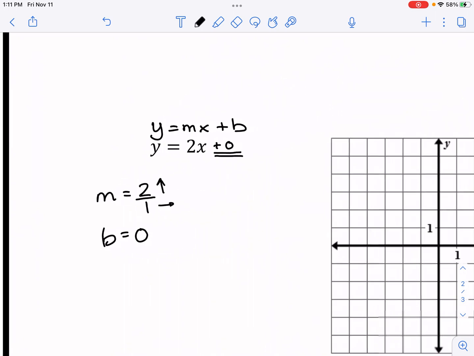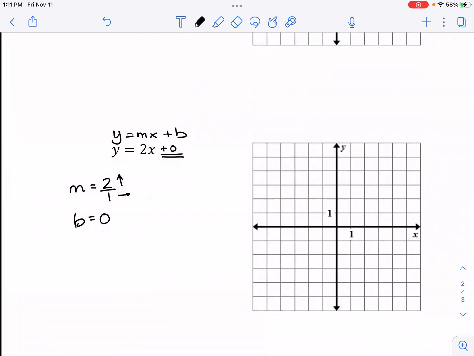But I'll leave this graph. Go ahead and try to graph the equation y equal to 2x on the coordinate grid. All right.